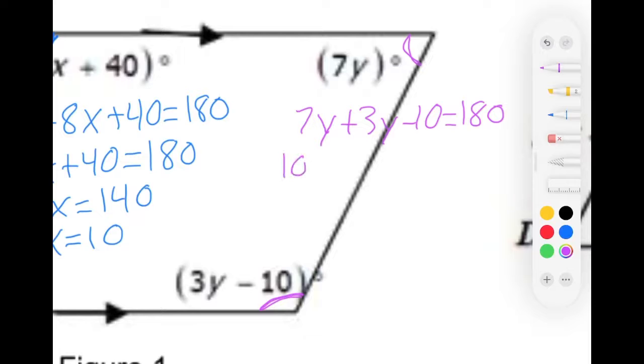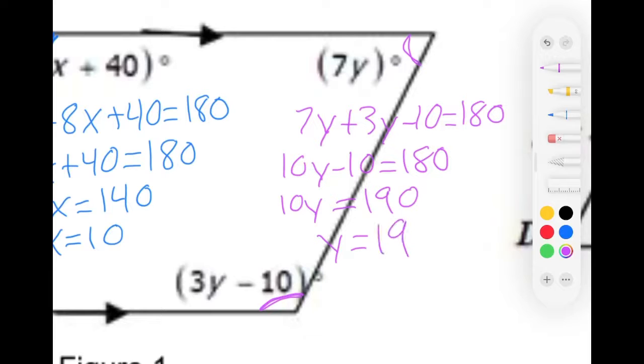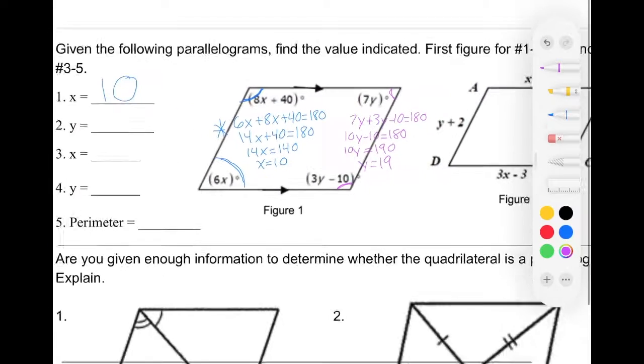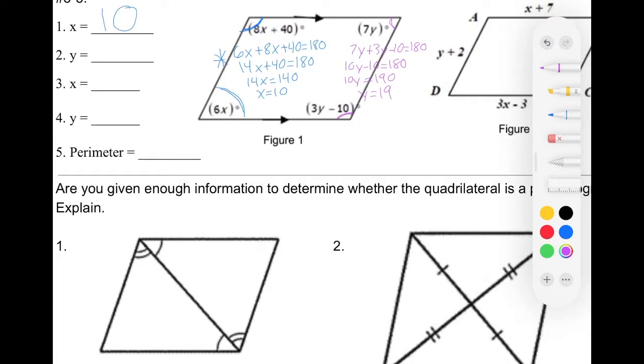I'm going to combine like terms, so I have 10y minus 10 equals 180. I'm going to add 10 to both sides to get 10y by itself, and I get 190. I'm going to divide both sides by 10 to get y by itself, and I get y equals 19. So that is my answer for number 2.